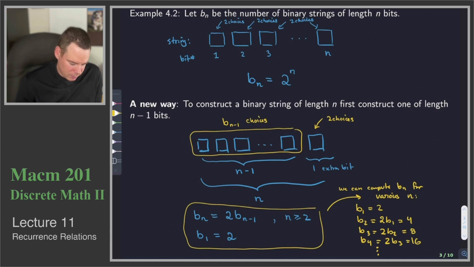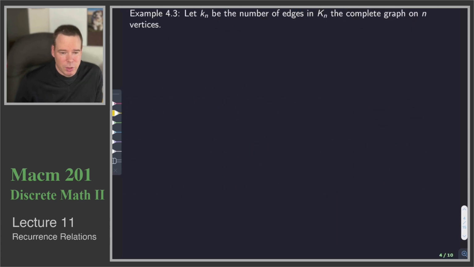So how about another example? Again, right now we're just getting practice with how recurrence relations can come up in counting problems. So we're looking at problems we already know how to solve, at least problems we know how to count using our elementary techniques. So let K sub n be the number of edges in the complete graph on n vertices.